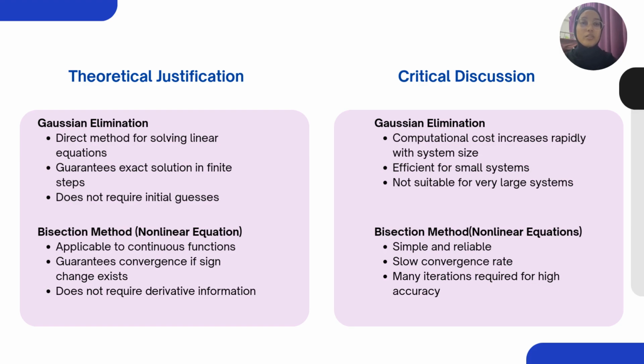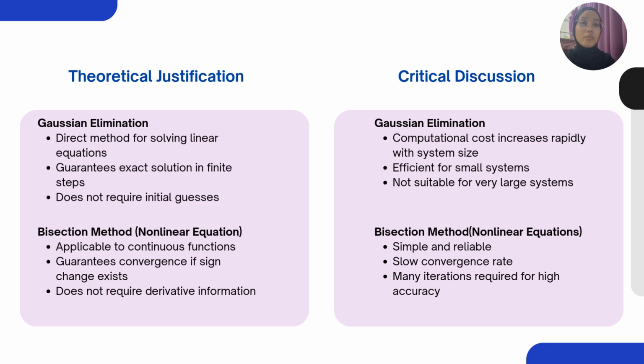Next, we move on to the theoretical justification. Gaussian elimination is a direct numerical method used to solve systems of linear equations. Its main strength is that it guarantees an exact solution in a finite number of steps, provided that the system has a unique solution. Unlike iterative methods, Gaussian elimination does not require any initial guesses, which makes it straightforward and reliable for solving linear systems. Because of this deterministic nature, it is commonly thought of as a foundational method in numerical analysis and linear algebra.